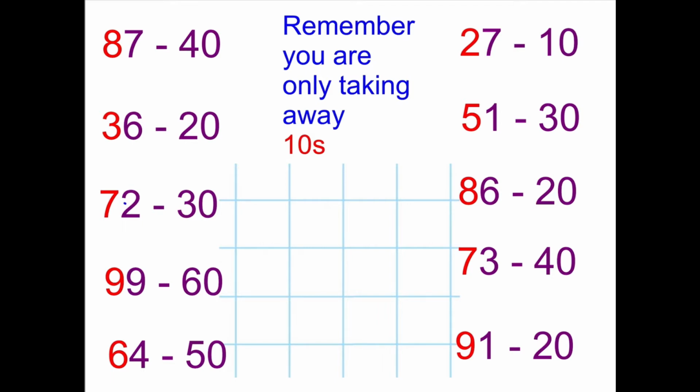Now this morning we're going to have a go at revising column subtraction, and to make it a bit simpler we're just taking away tens. So the ones, they're there and they're just going to stay there. We're only taking away tens. But what I want you to practice again is writing it in the squares.